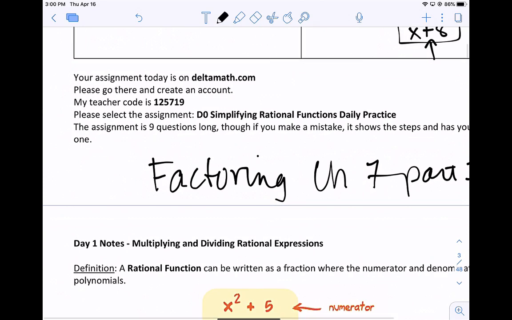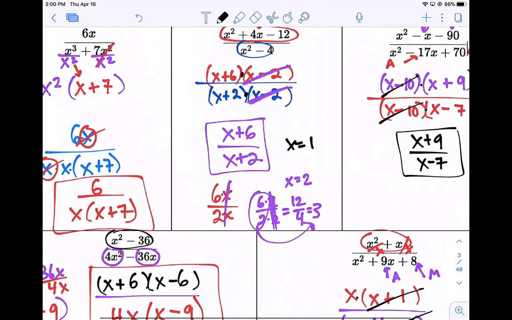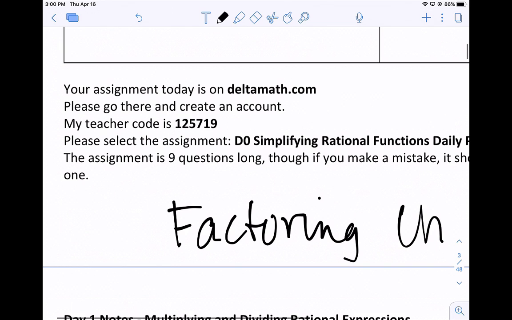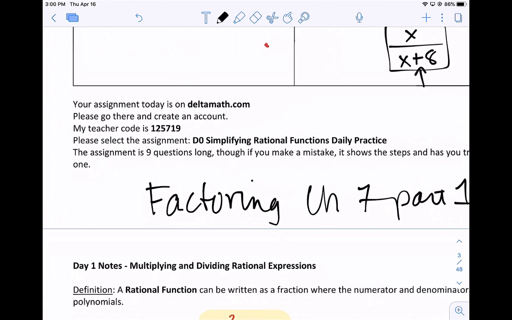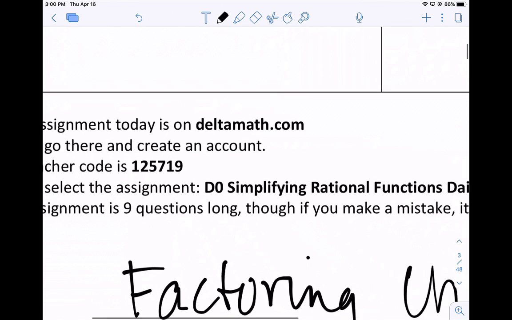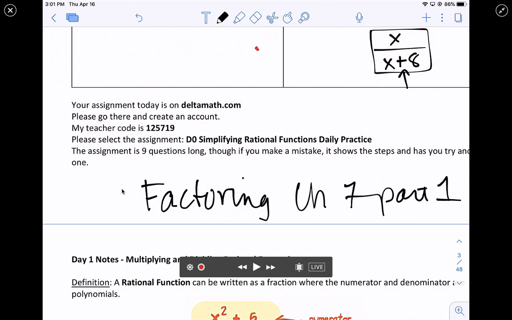The assignment is 9 questions long. We did 5 of them together, and I actually pulled these from Delta Math, so you might see them again, but they might be mixed up or they might be different. If you make a mistake, it will show you the steps on how to do it, and it will have you try another one. Some people like to do more than 9 questions, and that's fine, but you have to get through the 9 questions. Again, the reason why I like Delta Math is it does show you how to get the answer if you have trouble. So do that, and then you'll get the points when you complete the Delta Math assignment.